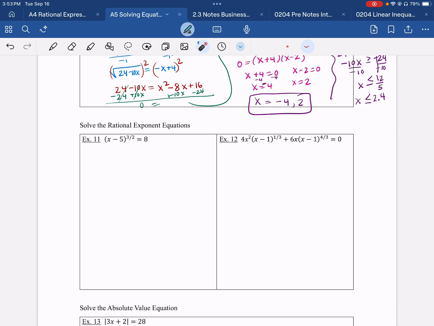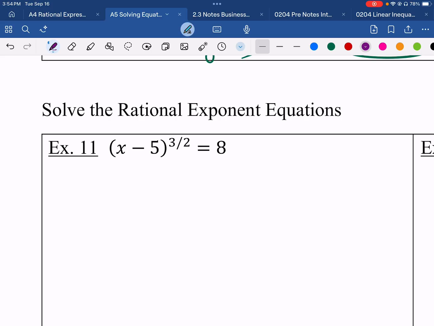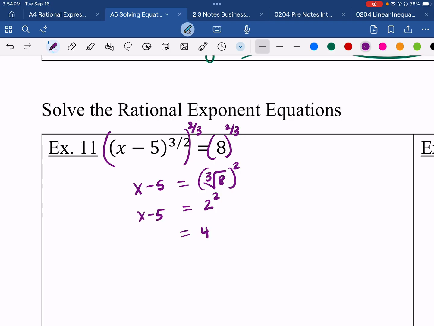Okay, solving rational exponents. You raise it to the power of the reciprocal. So the reciprocal of 3/2 is 2/3. When you do that, that just leaves you with x minus 5. This is then power over root. That means the cube root of 8, and I'm squaring it. Cube root of 8 is 2. 2 squared is 4. Add 5. X equals 9.